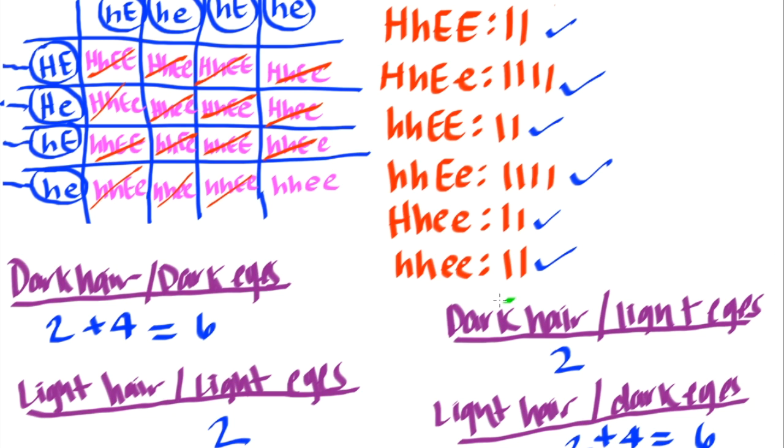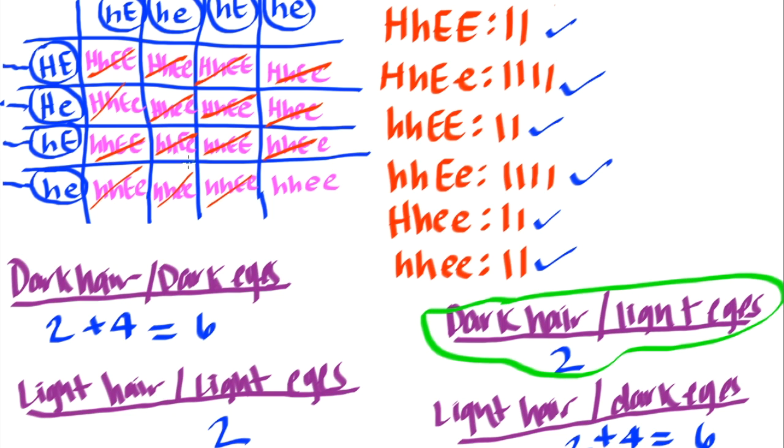Here is the answer that they're looking for. The probability is 2 out of 16, so 2 out of 16 or 1/8. Or if you want to put this as a percentage, you're welcome to, but you could leave it: you have a 1/8 chance.